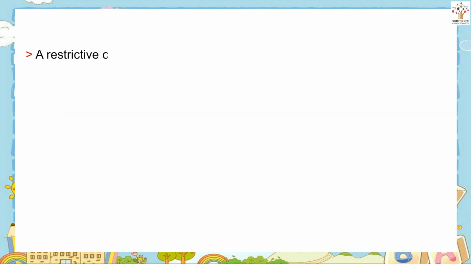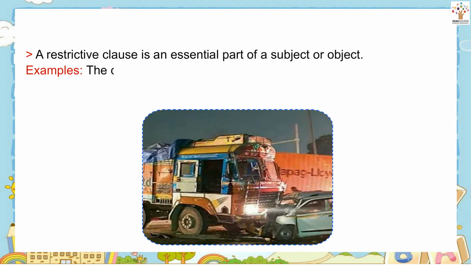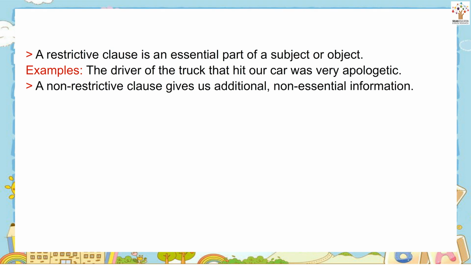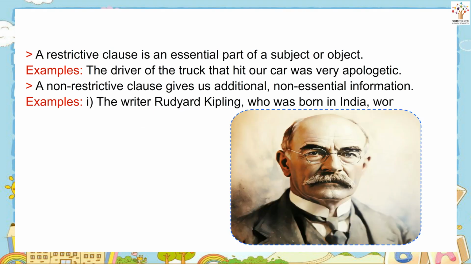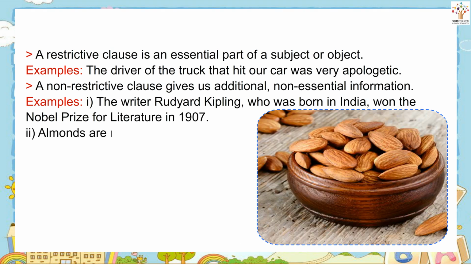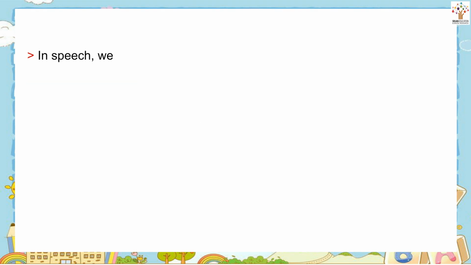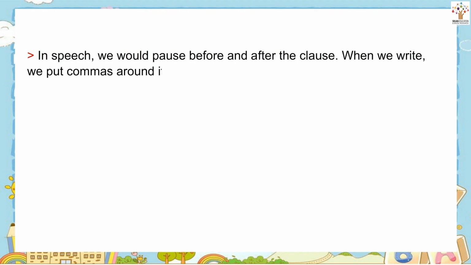A restrictive clause is an essential part of a subject or object. Example: The driver of the truck that hit our car was very apologetic. A non-restrictive clause gives us additional, non-essential information. Examples: The writer Rudyard Kipling, who was born in India, won the Nobel Prize for Literature in 1907. Almonds are rich in phosphorus, which is good for the bones and the teeth. In speech, we would pause before and after the clause. When we write, we put commas around it.